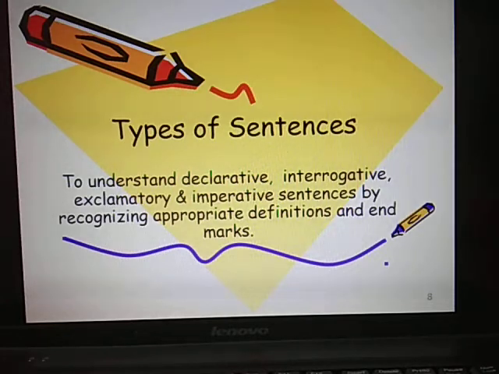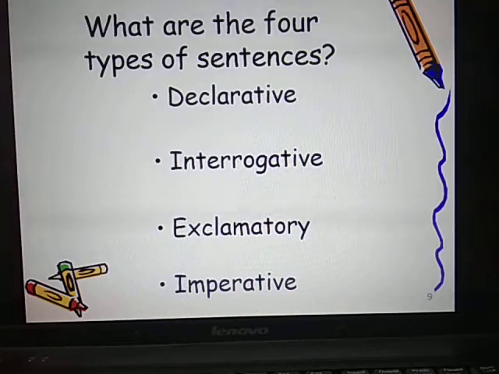Now let us go back to what I explained in the beginning, sentences. As I have told you, a sentence is a group of words making a complete sense. So to understand declarative, interrogative, exclamatory and imperative sentences, by recognizing the appropriate definitions and end marks, we will see. Now, what are the four types of sentences? You all know. It might be on your tips: declarative, interrogative, exclamatory and imperative.